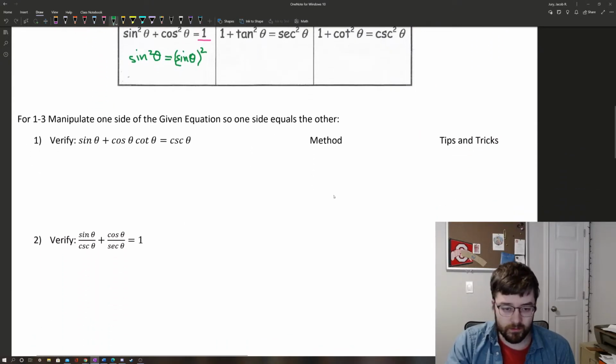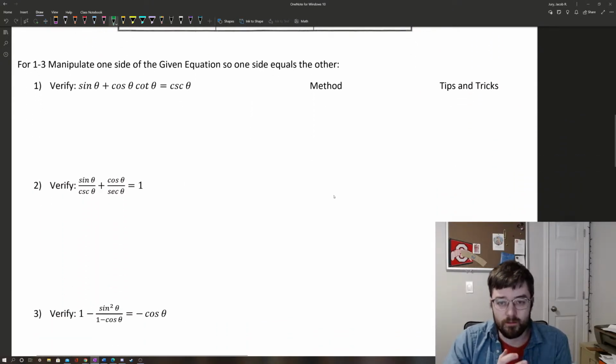Now we're gonna do these three problems, and I expect to go to the 15-minute mark, so I just want to give you an expectation here. And along the way, I'm going to be talking about my method of why I'm doing what I'm doing, and then some tips and tricks.